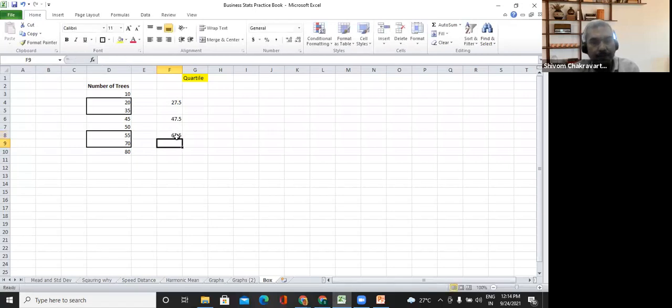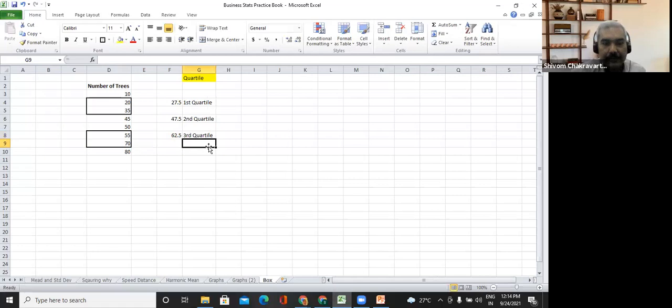So 62.5. Now these numbers are called quartiles. 27.5 is the first quartile. 47.5 is the second quartile. And 62.5 is the third quartile. So if you know how to find quartiles, then the rest is simple.